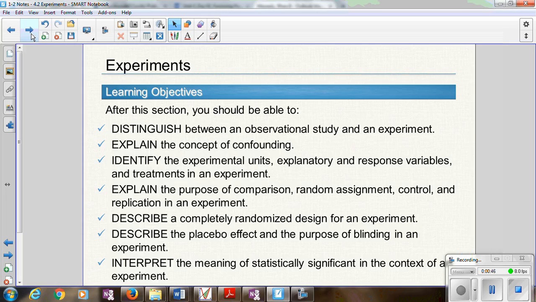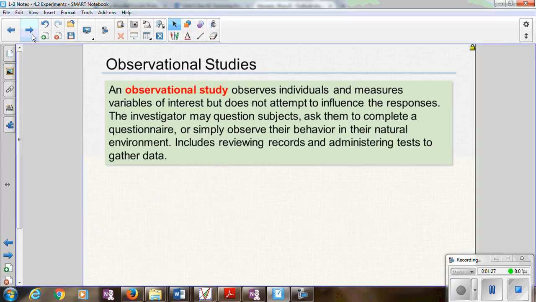So just to start, some of the things that we're going to talk about in this particular activity: we've already talked a little bit about the difference between an observational study and an experiment. We're going to talk a little bit more about the concept of confounding, and then we're going to go through some definitions and terminology that relates to experiments. For example, the difference between units, the different types of variables, explanatory and response, which we talked about in the last unit, along with treatments, comparison, random assignment, control, and some other issues that relate to experiments and not to samples.